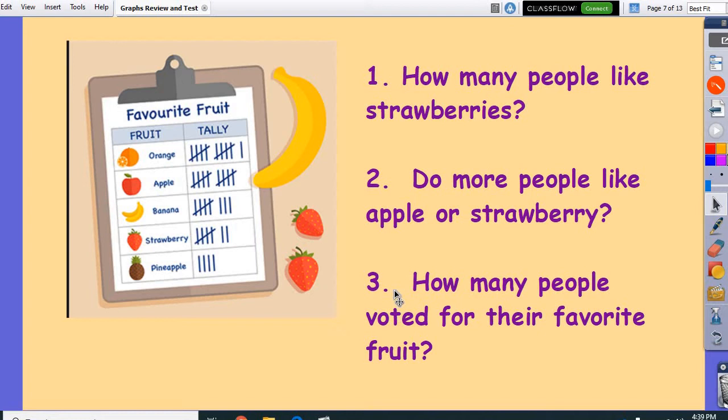Number 3. How many people voted for their favorite fruit? And that kind of means in all. It wants to know how many people in all voted for their favorite fruit.